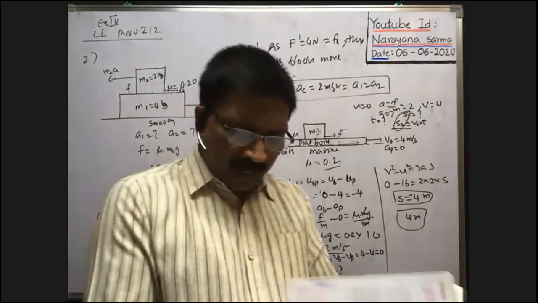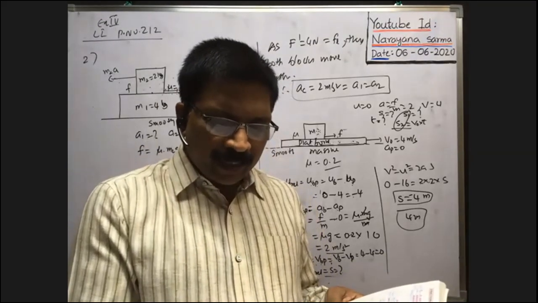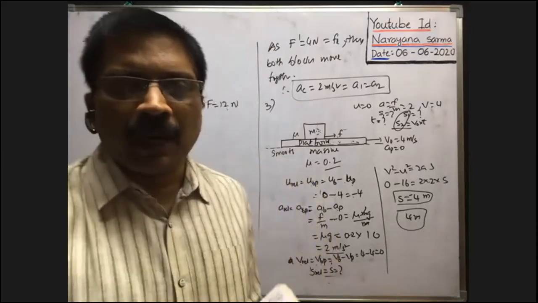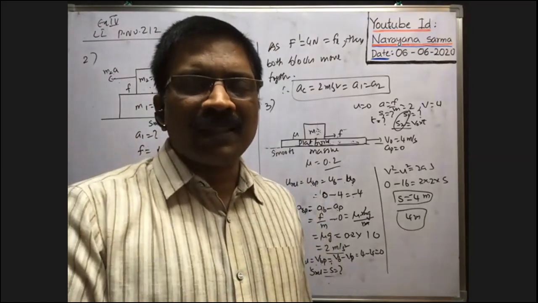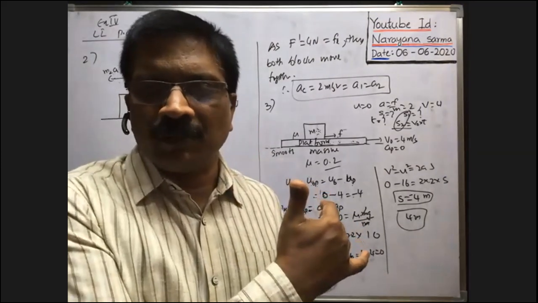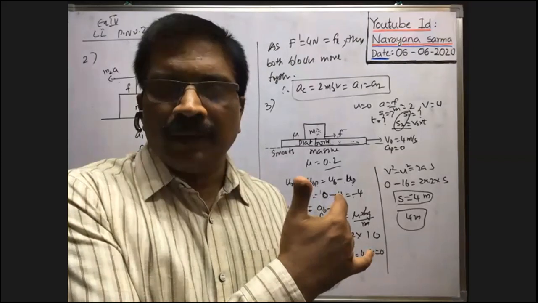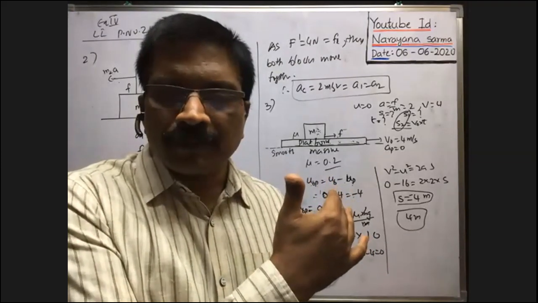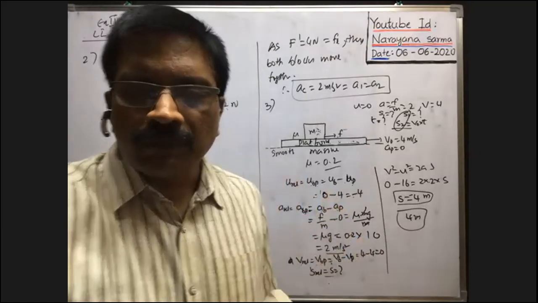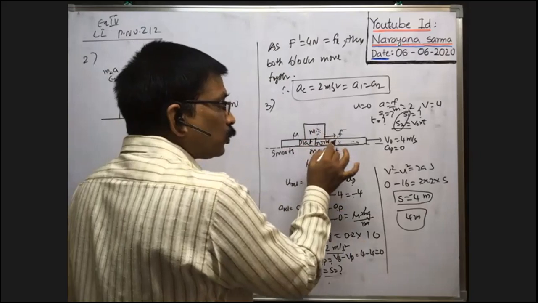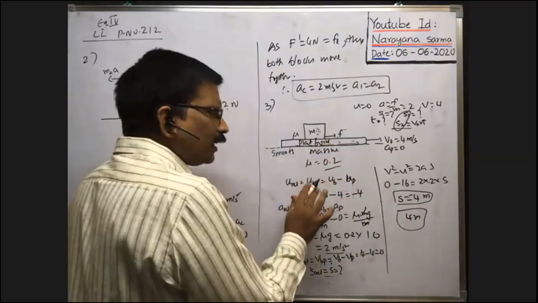Here they asked the distance traveled by the body with respect to the platform. In the problem, they asked the distance traveled by the body with respect to the platform. That's why I consider the relative motion and the relative velocity. Okay, Karthi.